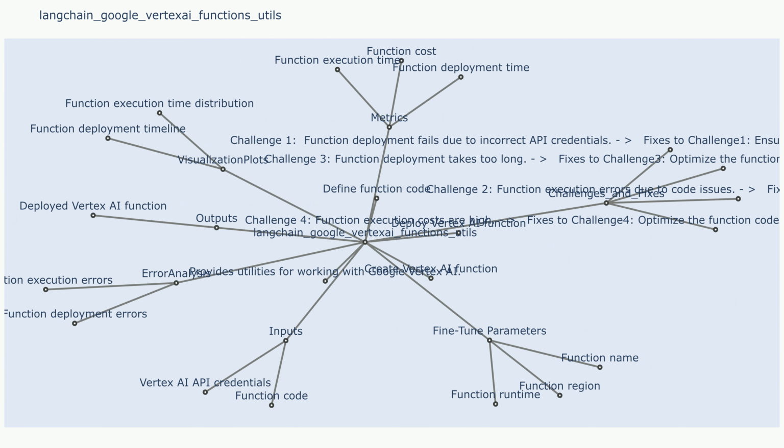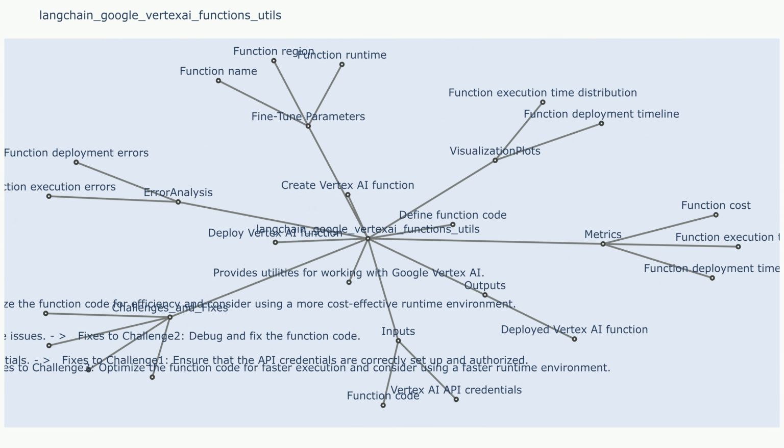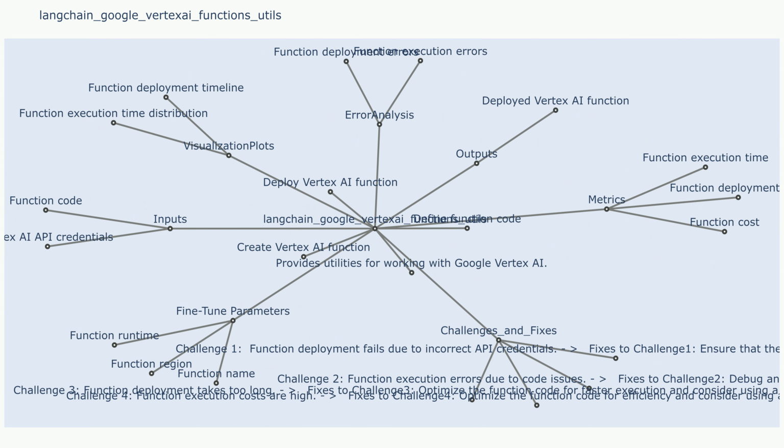Fixes to challenge 2. Validate input data. Check the data format before sending it to the deployed function to ensure compatibility. Verify network connectivity. Confirm that your system has a stable connection to the Vertex AI endpoint. Review function logs. Examine the logs generated by Vertex AI for error messages or other information that can help pinpoint the cause of invocation issues.